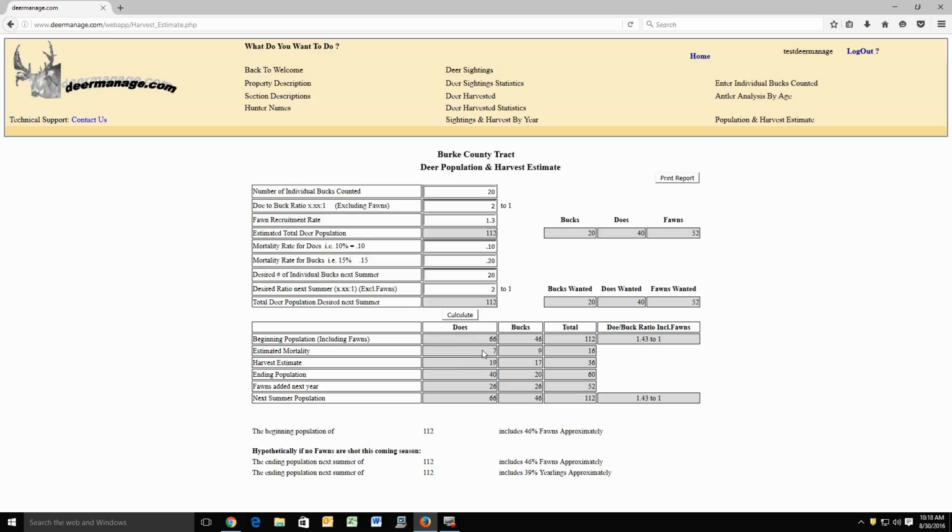Our estimated mortality again in this situation is going to be 7 does and 9 bucks for 16 deer. Our harvest estimate has come down a bit, but we still need to shoot 19 does and 17 bucks for a total of 36 deer.